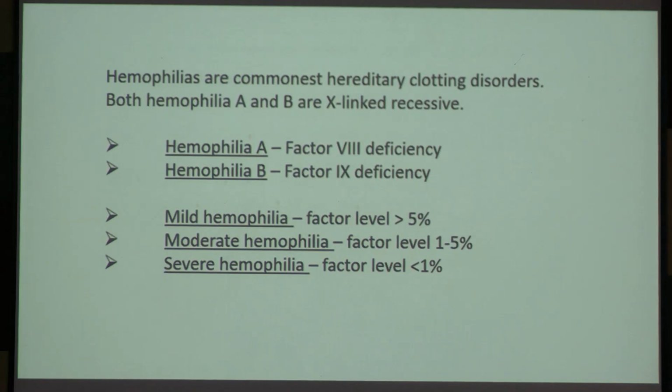According to severity, hemophilia is classified as mild, moderate, severe. Mild when the factor 8 or 9 is present more than 5%. Normally, in the healthy population, it is present at more than 50%. So, if factor level is more than 5%, then we will call it mild. If factor level is 1 to 5%, then it's moderate. If factor level is less than 1%, severely low, then we will call it severe hemophilia.